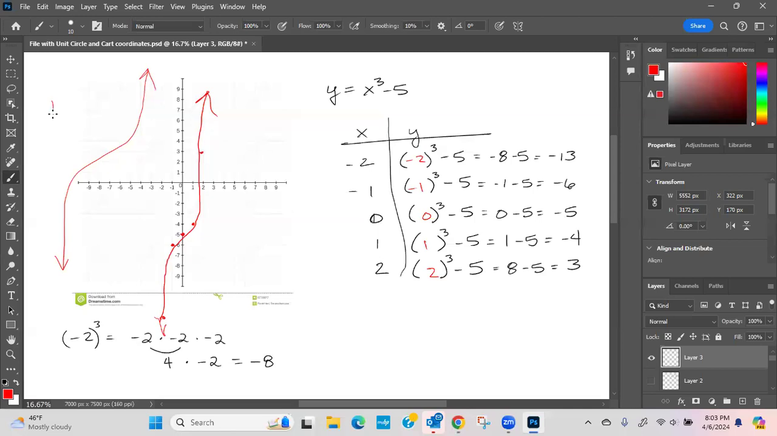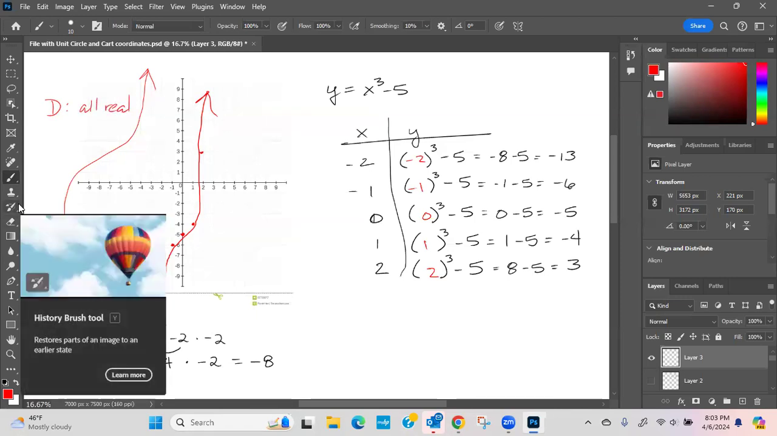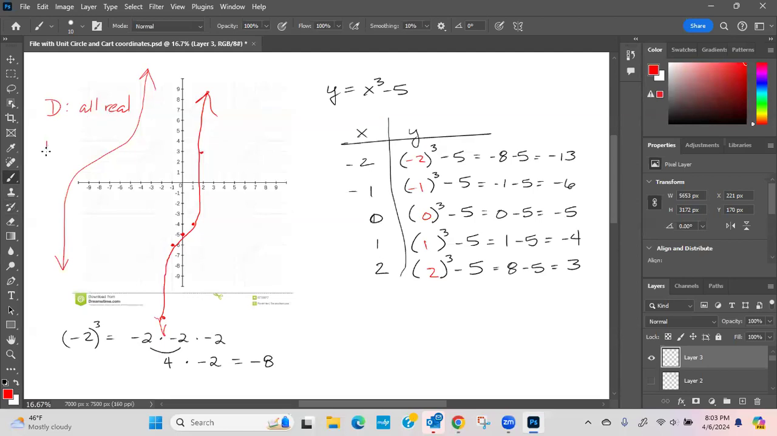Now the domain, once again, will be all real numbers, because any x we plug in is going to work. The range, now you can see with the arrow on the bottom down here and the arrow on the top, it's going to keep going both directions. So once again, it would be all real numbers. So that's kind of what we expect to see here.